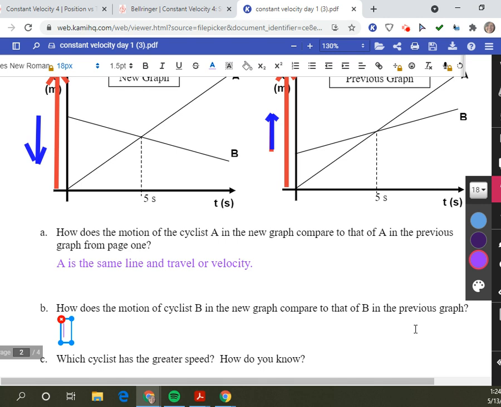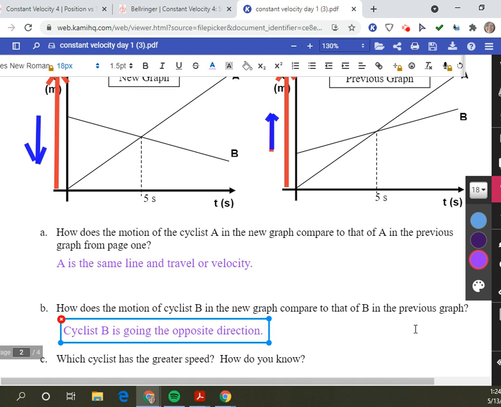And then the B. How does the motion of cyclist B in the new graph compare to that of B in the previous graph? What can we say? So B is going the opposite direction from the previous graph to the new graph. All right.